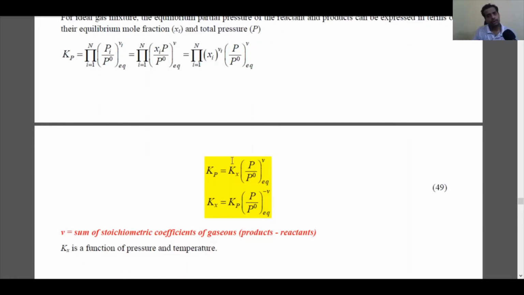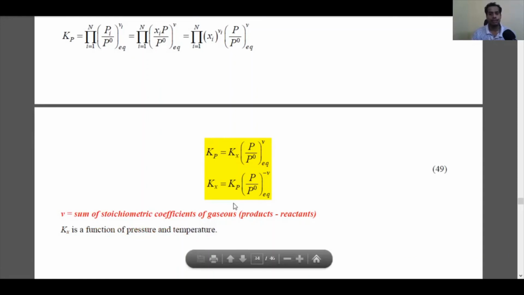Kx means the mole fraction of products raised to their corresponding stoichiometric coefficients divided by the mole fraction of reactants raised to their corresponding stoichiometric coefficients. So what I am getting is Kp is equal to Kx. This mole fraction term inside the pi product operator is nothing but Kx. So I am getting Kp is equal to Kx into P by P0 to the power V. P0 is again 1 atmosphere or 1 bar. And V is the sum of stoichiometric coefficients of gaseous products minus reactants.